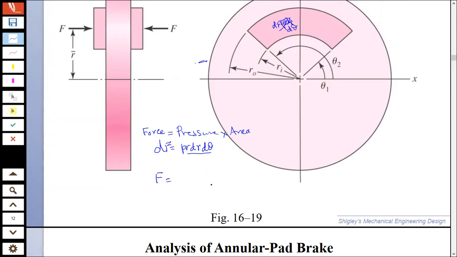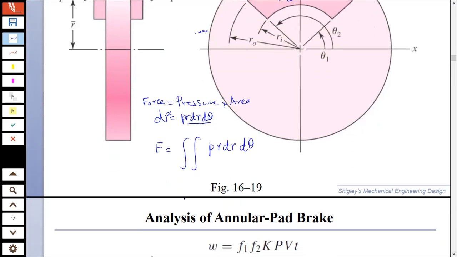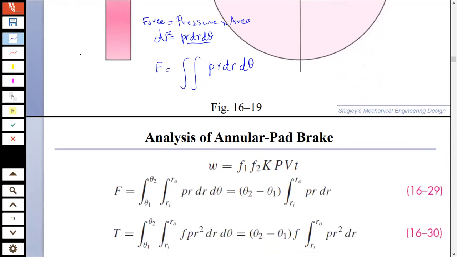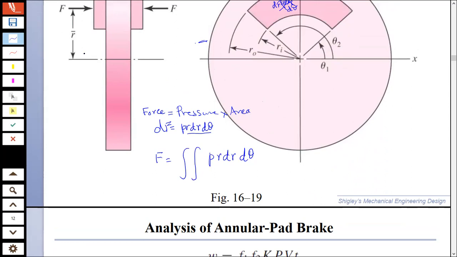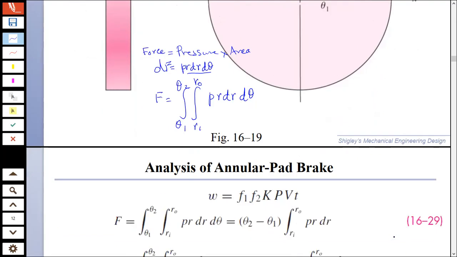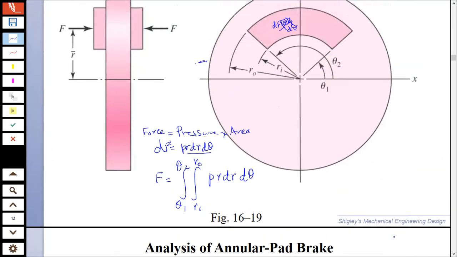If we want to find F, what are we going to do? We are going to do a double integration, p r dr d theta, with integration from theta 1 to theta 2 and from r i to r naught. So this is going to be our force. Now let's simplify this a little bit.